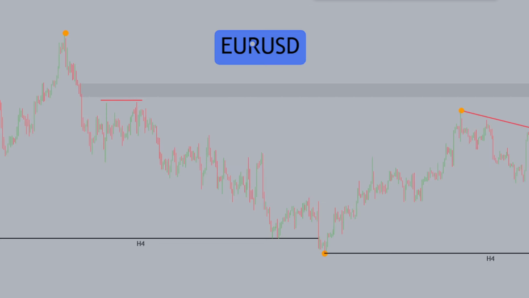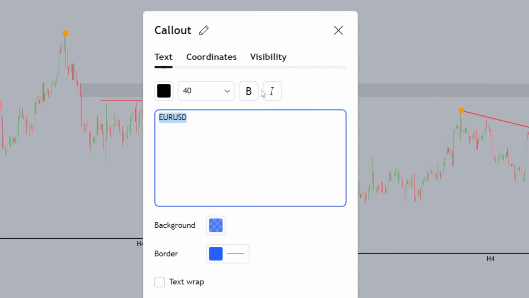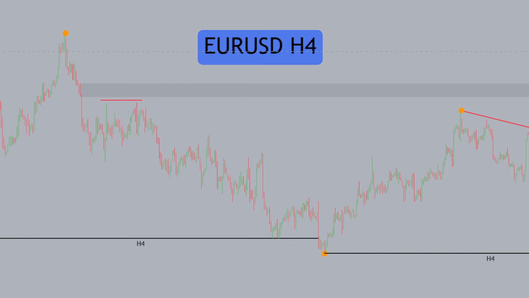Here we have the Euro USD 4-hour time frame in front of us. Let's just quickly reiterate that. So we have the Euro USD 4-hour time frame in front of us, and I'm going to be going over a quick case study of a trade that was taken earlier in the week and that was given to the members in the private community.